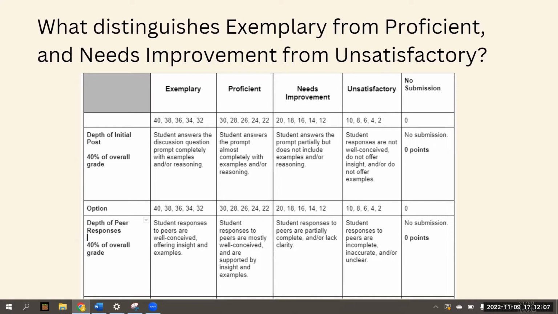And as Dr. Broding is doing this, this might be a really good time to just take a quick peek. Wonderful. Looks like she's got those rooms up and running. So please hop on into those rooms and discuss with your peers what distinguishes exemplary from proficient and needs improvement from unsatisfactory according to this rubric. See you in 3 minutes.